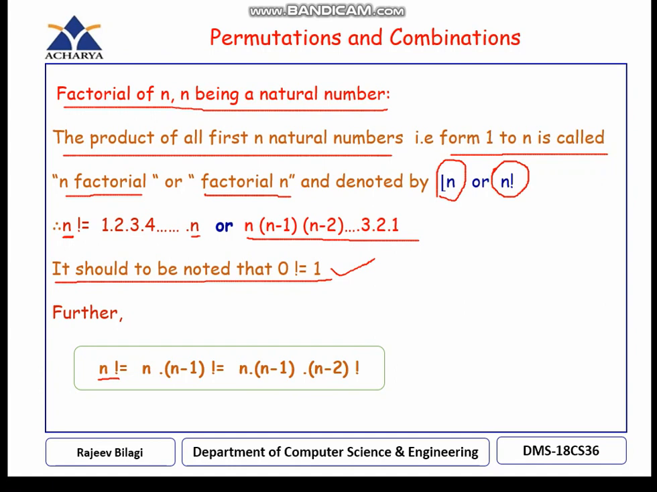Even if I extend, n into (n minus 1) into (n minus 2) factorial, whatever the last number you take, you have to take the factorial of it, and the previous numbers will be one less. So n factorial is equal to n into (n minus 1) factorial, which is equal to n into (n minus 1) into (n minus 2) factorial.